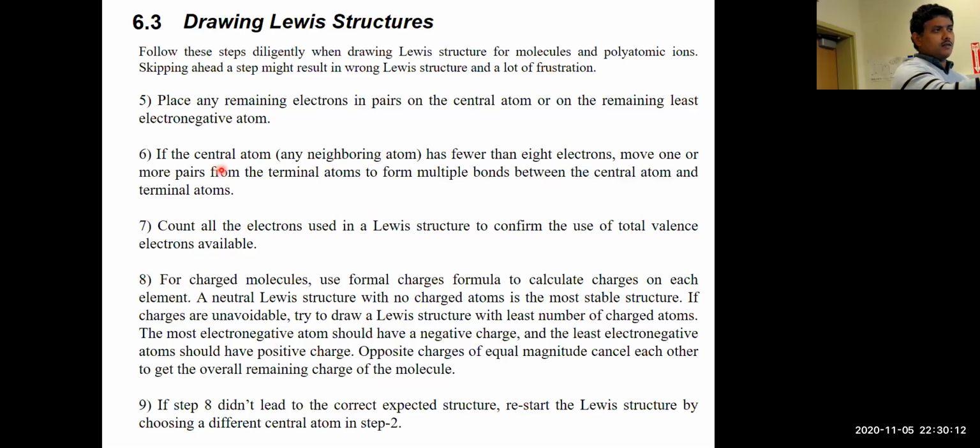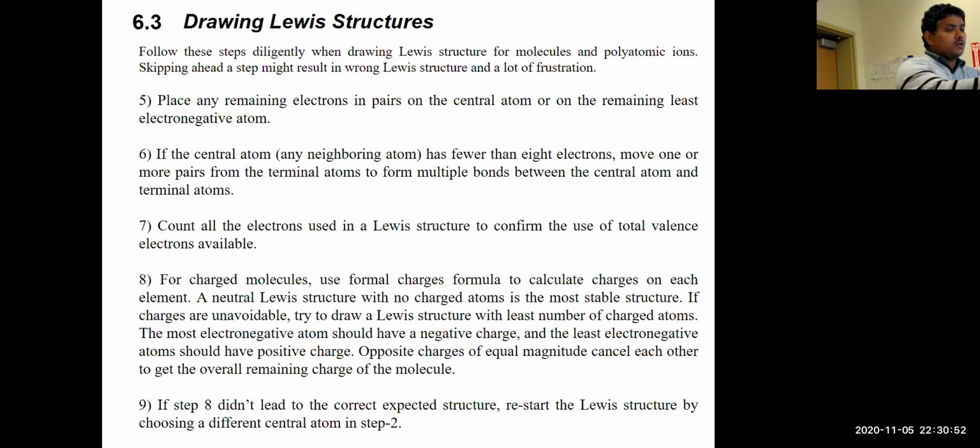And step 6, if the central atom has fewer electrons, there is a case when you will have fewer electrons available, but you are left not following the octet rule for your central atom. That is when you would start making multiple bonds. Remember, I showed you multiple bonds, like double bonds and triple bonds between atoms. This is why multiple bonds exist, because some atoms do not have an octet of electrons, and there are no more valence electrons available for making everyone have an octet. That is when you start sharing multiple bonds.